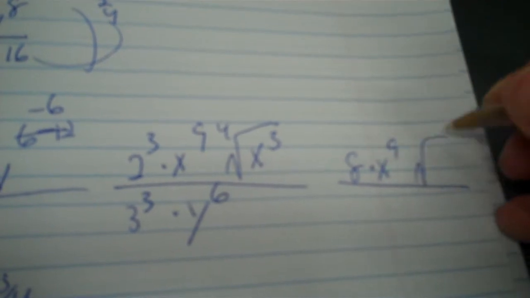Then 2 to the 3rd's 8, times x to the 9th, and then the 4th root of x to the 3rd. 3 to the 3rd's 27 times y to the 6th.